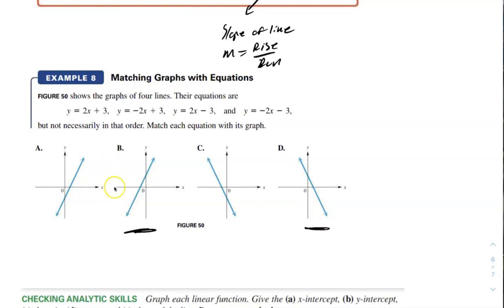So then, what's different between these two? The slope. Notice how this is rising, has a positive slope. This has a negative slope. So this right here, y equals 2x plus 3, has a positive slope, so that must be this guy. So that one's done. Next one, y equals negative 2x plus 3. Well, again, positive y-intercept, that's this one, and a negative slope, so it must be this one.